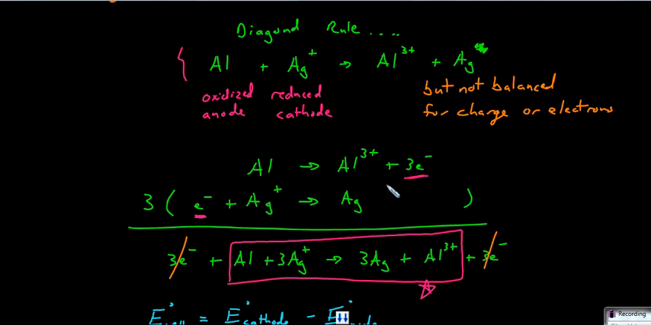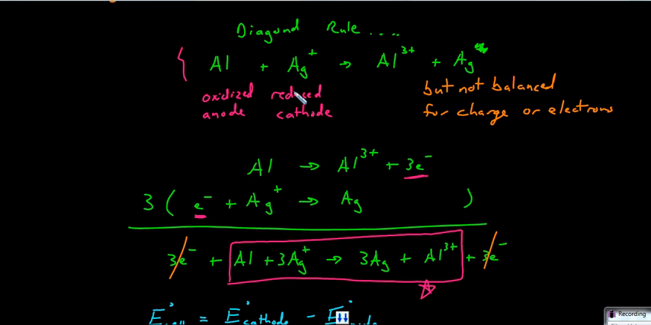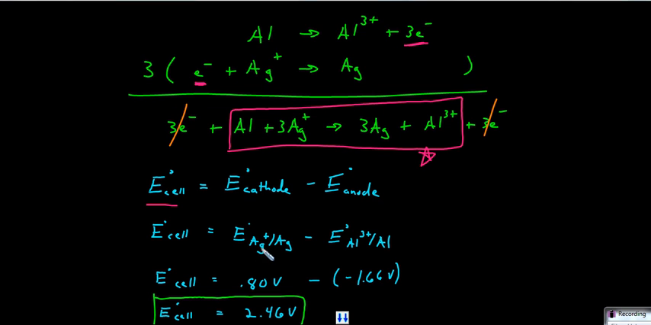And so now we can plug in for our E cell. We'll plug in for E at the cathode, and recall that at the cathode what is being reduced is silver. So we'll plug in for the standard reduction potential of silver 1. And then we'll subtract E standard at the anode, which was the standard reduction potential of aluminum ion. And so we'll plug in from the table up there, and we'll get 0.80 minus negative 1.66 volts. It gives us 2.46 volts. So this is the voltage of the cell that we should expect.